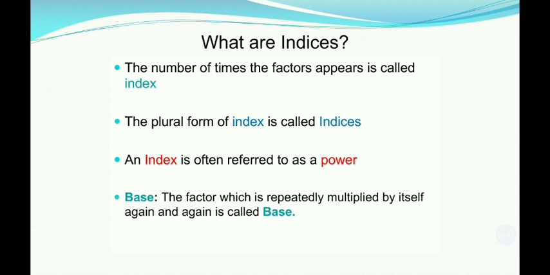Base. The factor which is repeatedly multiplied by itself again and again is called base. So let us see some examples for this indices. That is 5 into 5 into 5 is equal to 5 to the power of 3. So instead of writing 5 into 5 into 5, 3 times, we can simply write it as 5 to the power of 3. And you have seen index is the number of times the factor appears. So here 5 is multiplied 3 times. So here 5 is the factor and 3 is the index.